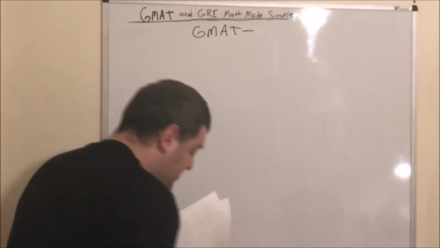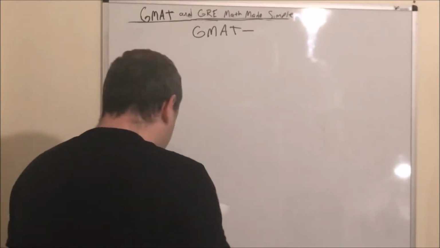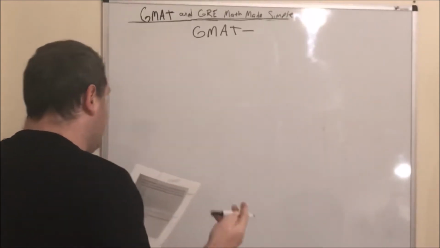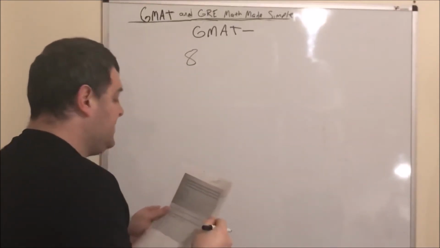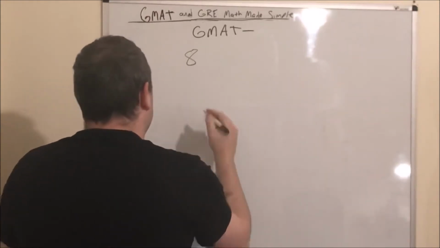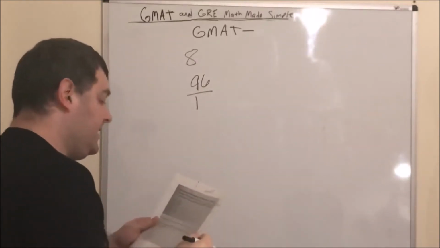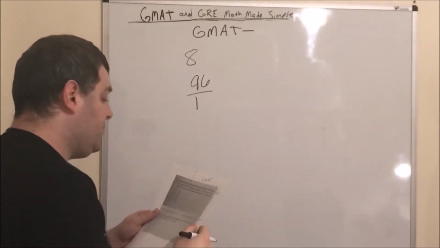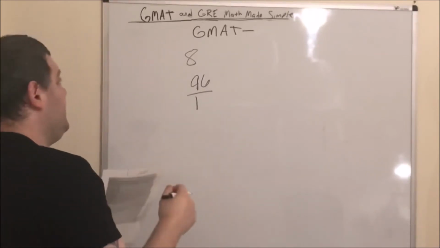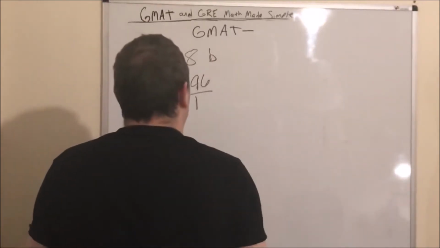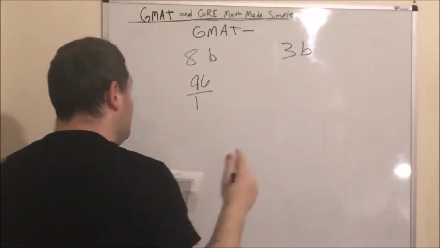The question that we proposed on Monday was this. It says, all working at the same constant rate, 8 bartenders can pour 96 shots per minute. So there's 8 bartenders, and there's 96 shots per 1 minute. At this rate, how many shots could 3 bartenders pour in 2 minutes? We have 8 bartenders, and they want to know how many 3 bartenders do in 2 minutes.